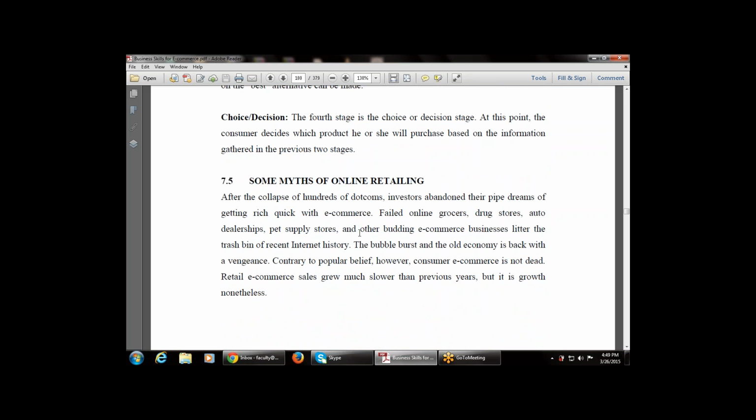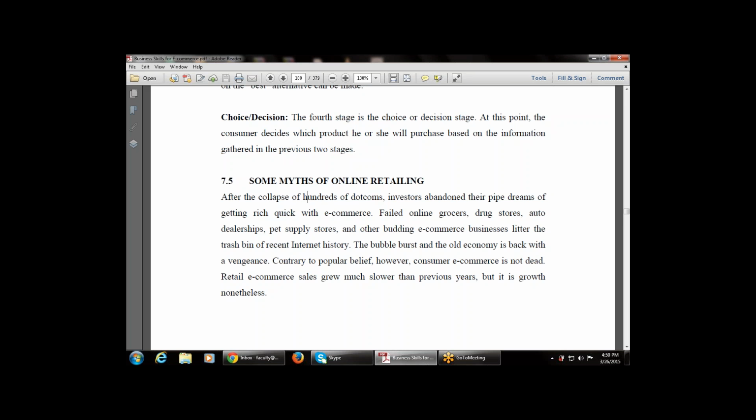Then the next topic is some myths. Myths are predictions that something may happen. What are the myths of online retailing? After the collapse of hundreds of dot-coms, investors abandoned their pipe dreams of getting rich quick with e-commerce. Failed online grocers, drugstores, auto dealerships, pet puppy stores, and other budding e-commerce businesses litter the trash bin of recent internet history. These are categories in which online retailing is almost dead or very low.